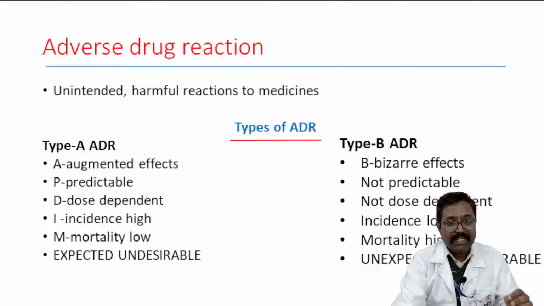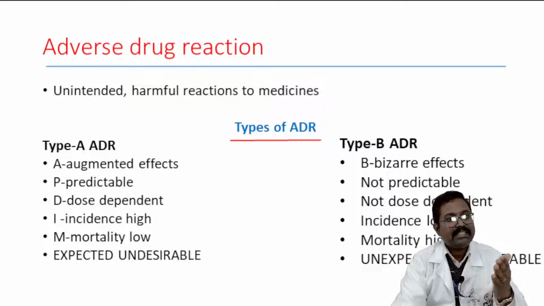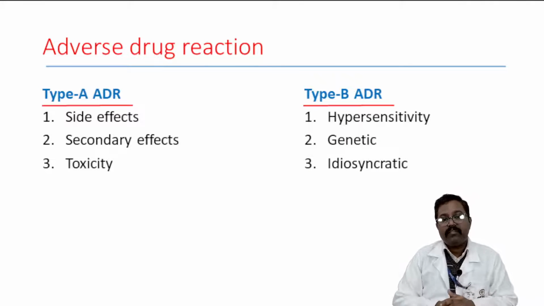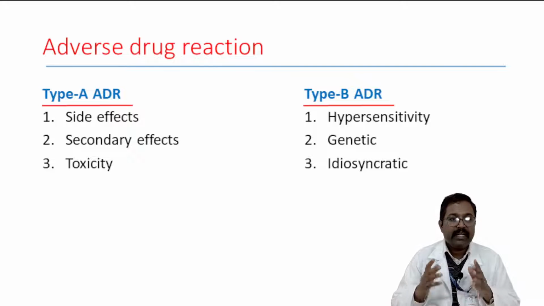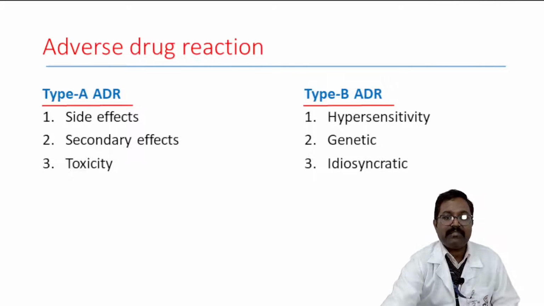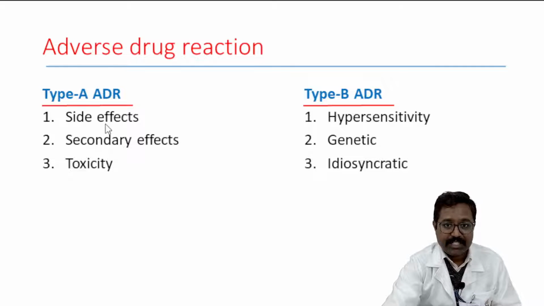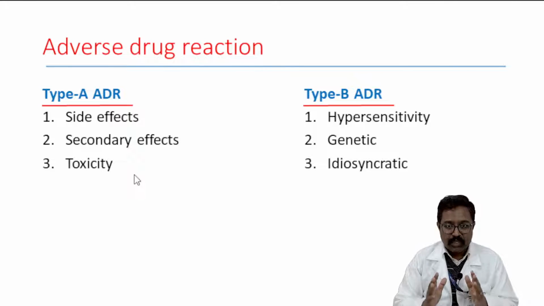Next we'll see the types of ADR which come under these subtypes. Type A will have some examples and type B will have other examples. Let us see those examples. Side effects which occur at the normal therapeutic dose, secondary effects, extensions of the pharmacological effects, or toxicity which occurs at larger doses come under type A adverse drug reaction. So please remember, type A includes side effects, secondary effects, and toxicity.